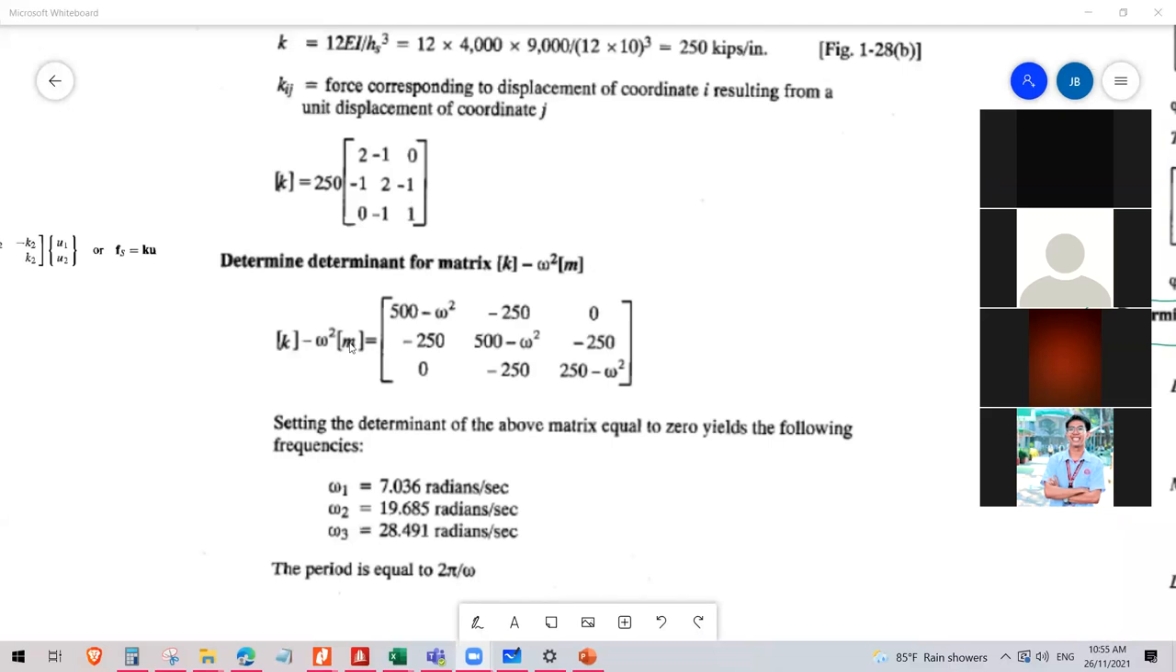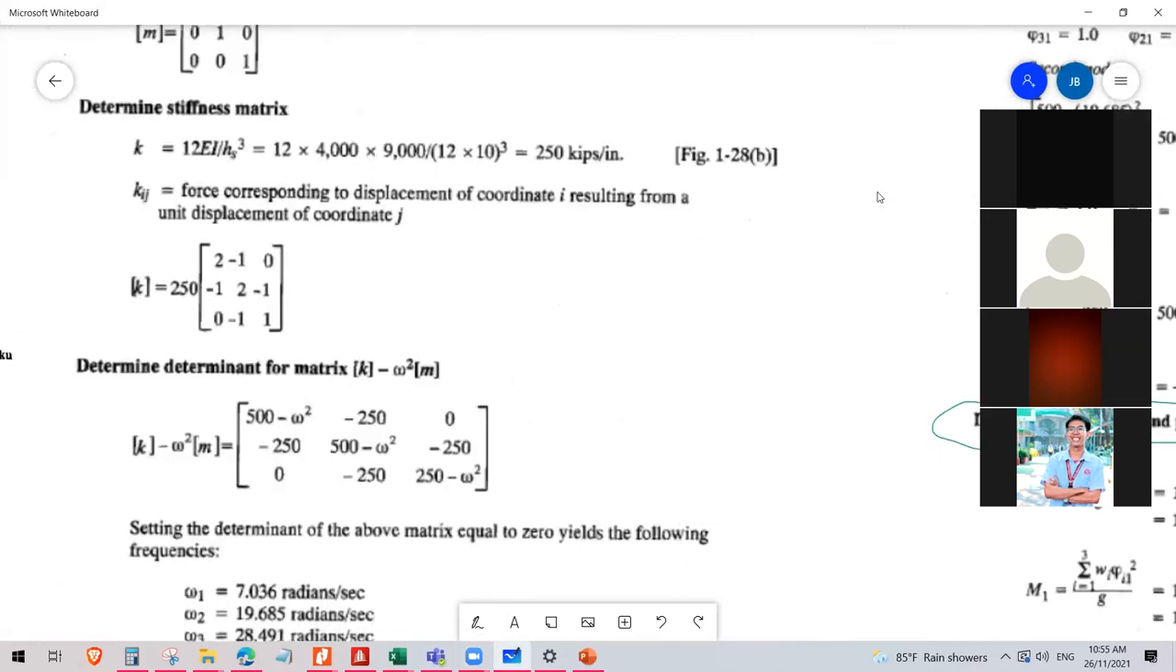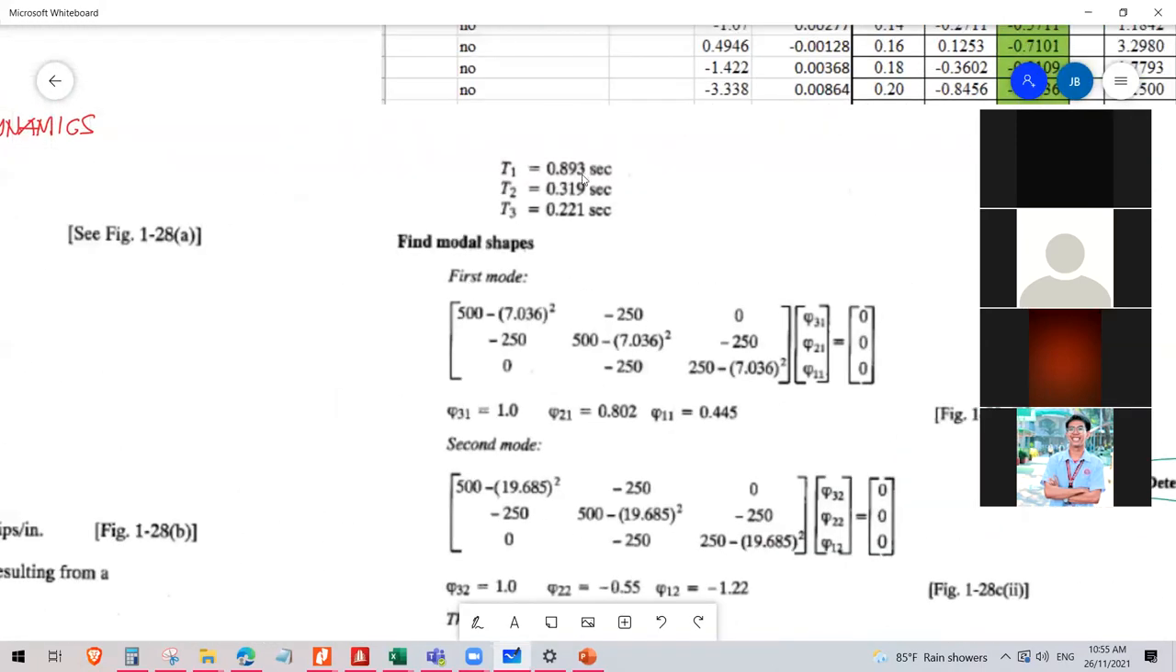So this is an application of numerical methods. The eigenvalue problem: K minus omega squared M. You combine the stiffness matrix and the mass matrix, but multiply the mass matrix by omega squared. This is 3 equations, 3 unknowns, so it's still solvable manually, by hand. Then you will get omega 1, omega 2, omega 3, and that is the frequency. To convert it into period, take the inverse, 2 pi over omega, and you will have the periods: 0.893, 0.319, 0.221 seconds.